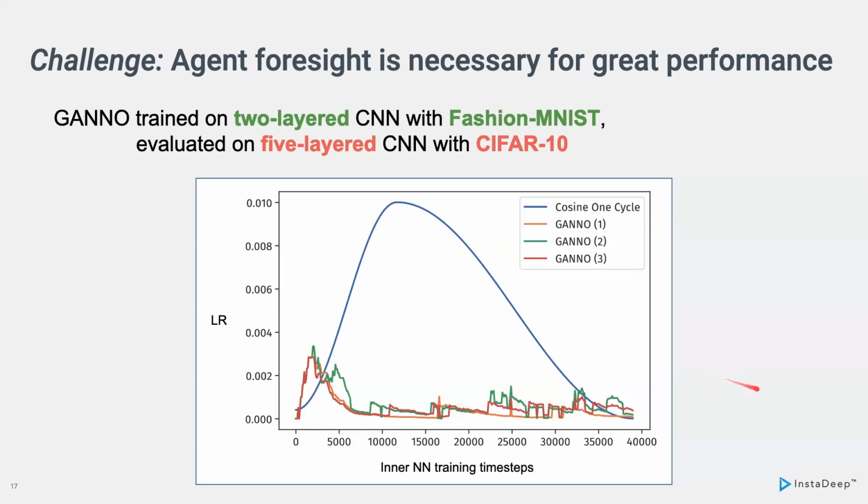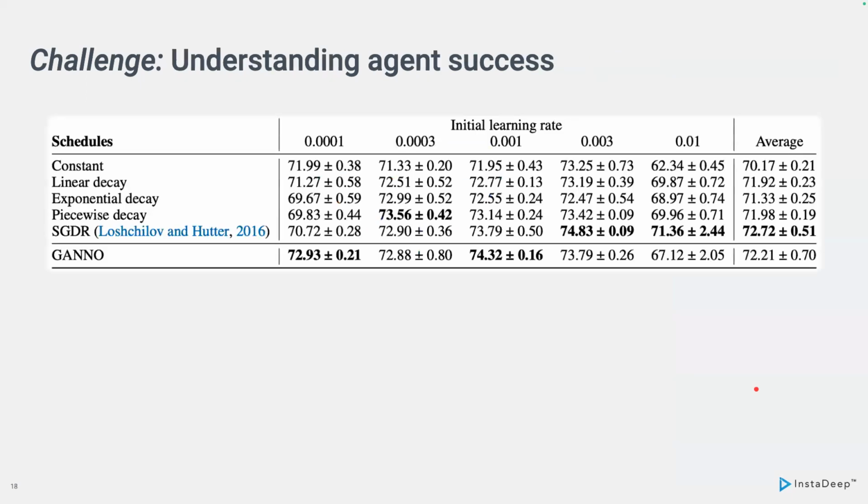Yeah, very interesting. So yes, agent foresight is necessary for great performance. This was discussed earlier, so I won't spend too much time on it, but understanding agent success: a constant schedule in these simpler cases yields a very similar result to what GANNO can achieve, and even the best learning accuracy in the paper for this problem we saw earlier was warm-up, which was 77%. So the difference is still pretty tight, and you can imagine why that's quite difficult.